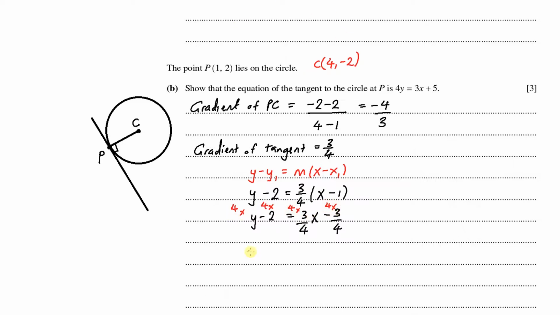I'm going to get 4y minus 8 is equal to, the 4's will cancel here, so that's 3x, and the 4's will cancel here, we've got minus 3. And then to rearrange, I'll have 4y remaining on the left side, and I'll add 8 to both sides. So I have 3x here, and minus 3 plus 8 gives us 5. And we thus have the equation of the tangent as required by the question right here. So that's how we do it for part B.